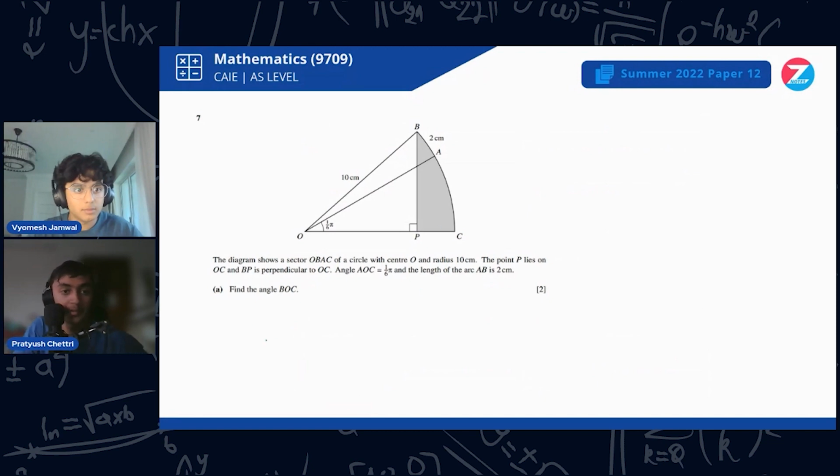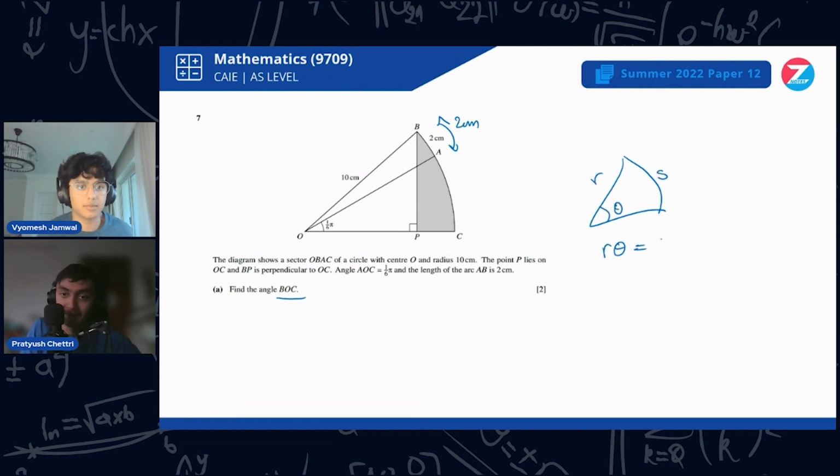This one's simple. Point P lies on OC. BP is perpendicular to OC. Length is 2 cm. This arc is 2 cm. What's the angle BOC? Well, we know due to the properties of a radian that arc length, let's call this S, theta, and radius r, r theta equals S. Yes. Angle therefore is arc length over radius.